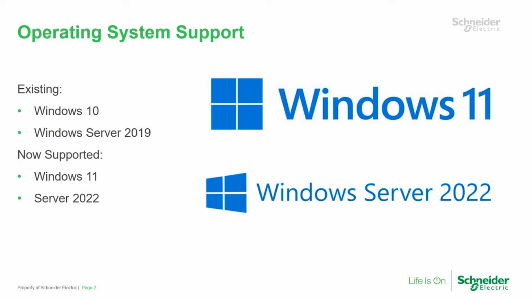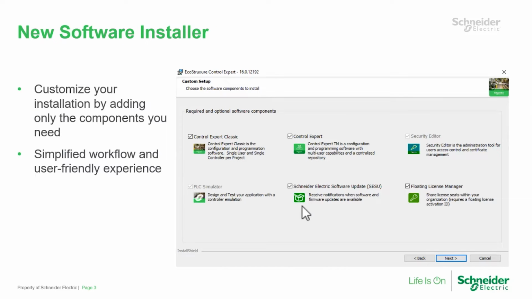So when we look at what's new in Control Expert version 16, the first thing that you'll see is that we have new operating system support. We now officially support Windows 11 and Windows Server 2022, starting in version 16. We have also done some improvements to the software installer for a more user-friendly experience. We now allow users to select the components they wish to install and have generally simplified the workflow.